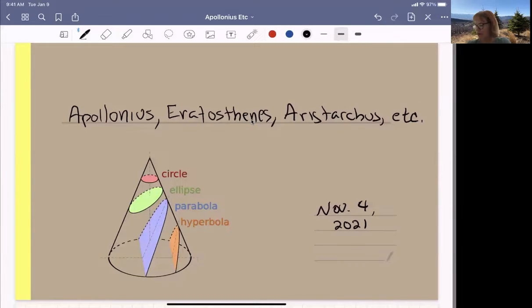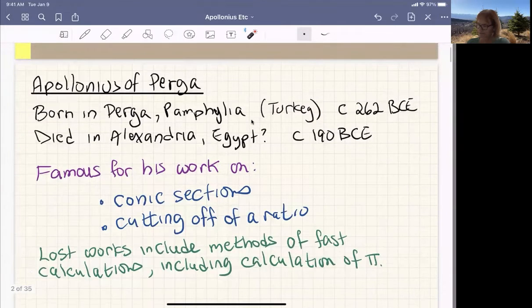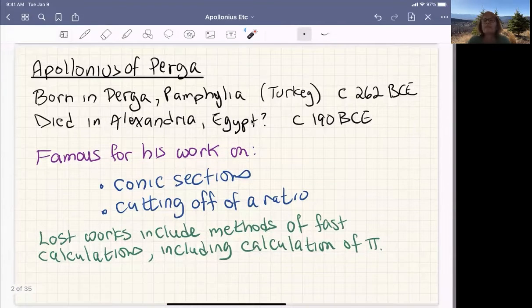So basically today we're going to cover Apollonius, Eratosthenes, Aristarchus, etc. So there's actually a few more after that, and these are all going to be brief. So let's begin with Apollonius of Perga.